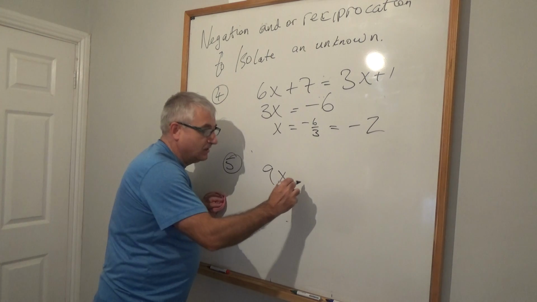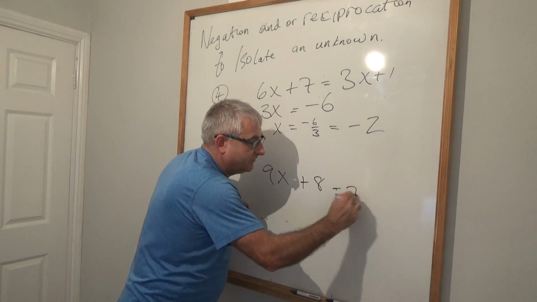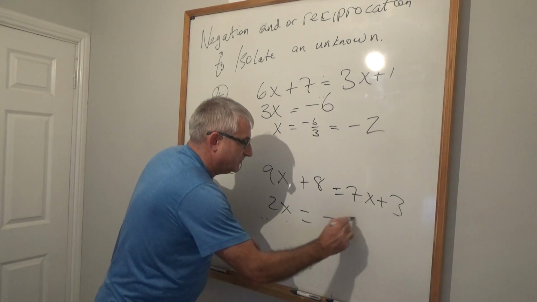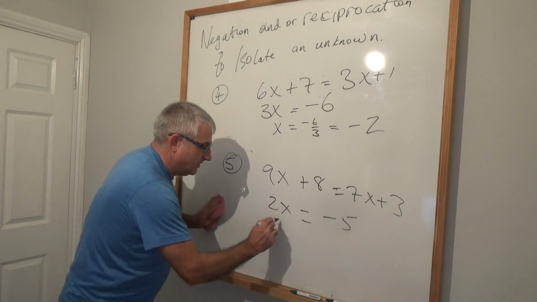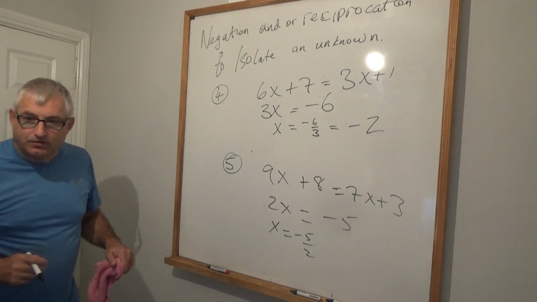x plus 8 equals 7x plus 3. 2x equals negative 5. x equals negative 5 over 2. Done. Won't go any further.